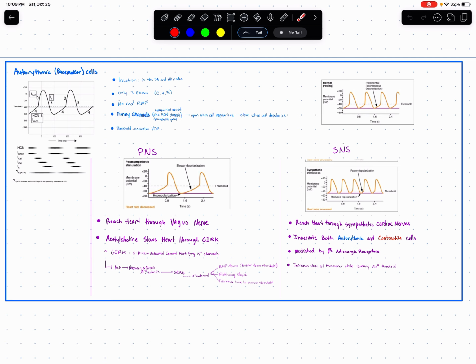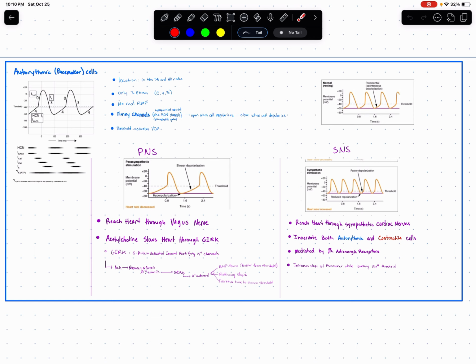Well, we're going to go over real quick the parasympathetic nervous system and the sympathetic nervous system. Parasympathetic goes through the vagus nerve, and it's done by acetylcholine through the GIRK channel. And GIRK sets off G protein, rectifies potassium, and I have this little flow chart. Acetylcholine, M receptors, GIRK, potassium outward, resting membrane potential farther down, further from threshold, flattens the slope.